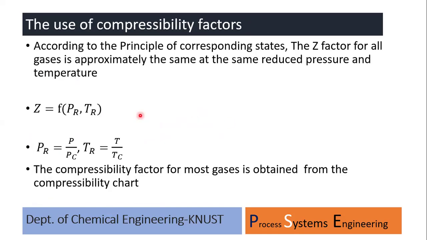So what we are saying is that to find our Z, it's a function of reduced pressure and reduced temperature. So if Z is going to be a function of reduced pressure and reduced temperature, it means I have to first find my reduced pressure and then find my reduced temperature. To find the reduced pressure, it's P over PC. That's the critical pressure. Sorry. And then to find the reduced temperature, it's T over TC. That's the critical temperature. So I can find both of them.